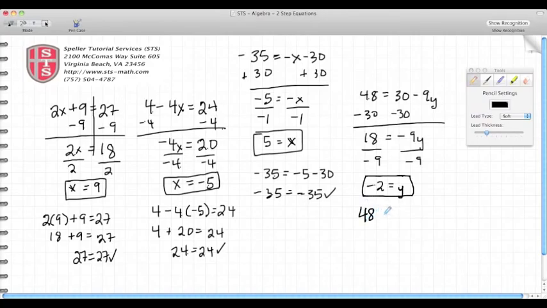And again, we do our check by writing the original equation and substituting in negative 2 for y. So I have 48 is equal to 30. Negative times negative is a positive, and 9 times 2 is 18. So here I see that 30 plus 18 is in fact 48. So again, I know that I did this problem here correctly.